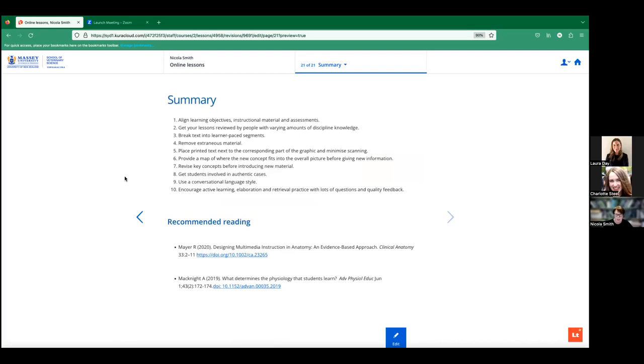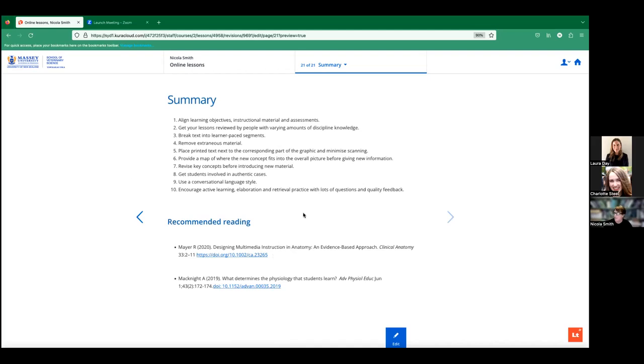Get rid of anything that you don't need and be fairly brutal about it. Make sure you've got your text next to your graphic and that you're minimizing that scanning. Make sure you've provided an overall map of where these new concepts fit into the overall picture. Get students involved in cases, be conversational, revise key concepts and don't be afraid to get students to revise all the time, and encourage active learning as much as you can.